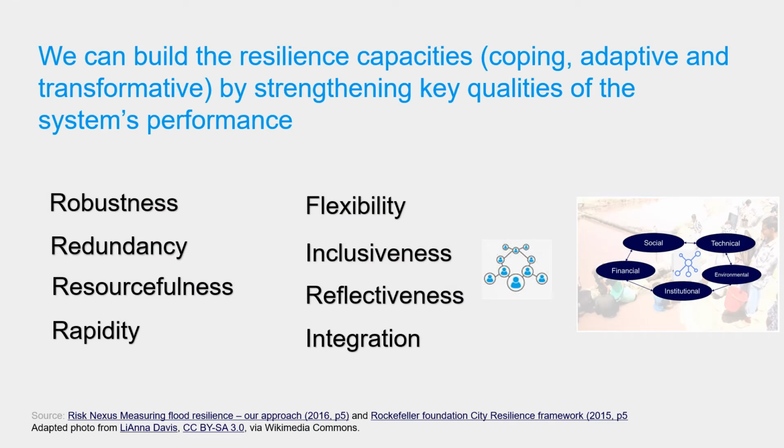We realize that we can build the resilience capacities for coping, adapting, and transforming by strengthening key qualities of the system's performance. Therefore, we all looked for examples of resilience in our professional life or our work in humanitarian WASH, and reflected on the different qualities that were present at that moment: robustness, redundancy, resourcefulness, rapidity, flexibility, inclusiveness, reflectiveness, and integration.